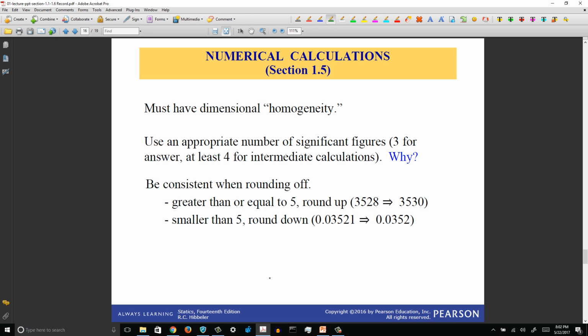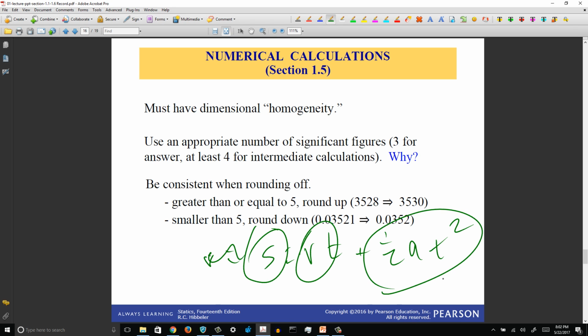Now, the first is dimensional homogeneity. The terms of any equation used to describe a physical process must all have the same units. So, for instance, you probably know this one: distance is equal to velocity times time plus 1/2 the acceleration times time squared. Well, each of the terms in this equation has to have the same units. And in this case, of course, it would be meters.